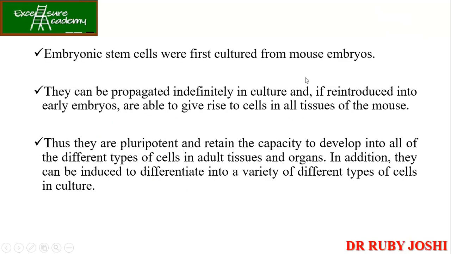Okay, so first we have taken the embryo. You know how the embryo is formed, right? After the fertilization, your embryo starts forming. What you do is you extract those embryos from the womb of the organism. Now they can be propagated in the culture, and they can be reintroduced into early embryos and give rise to cells and tissues of the mouse.